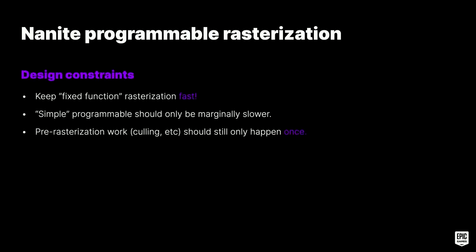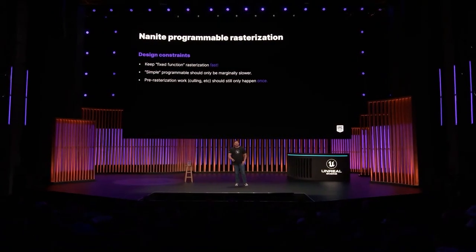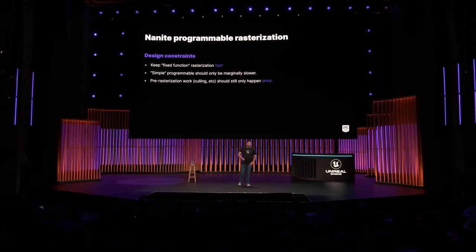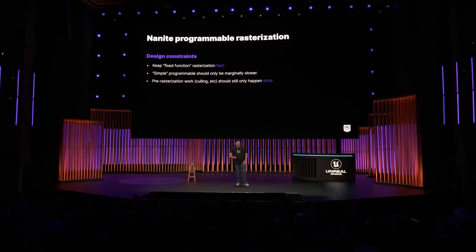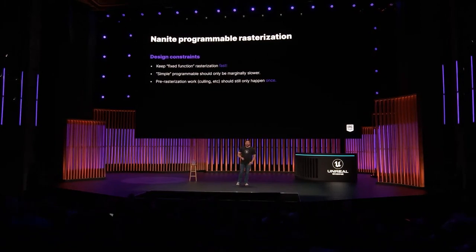We moved on to implement the new system with a couple constraints in mind. We wanted to keep the original rasterization path fast, meaning the new feature would not slow down existing content. Basic programmable rasterization should only be marginally slower than the fixed function version, and we also wanted to continue to perform instance and cluster culling work only once for simplicity and speed.